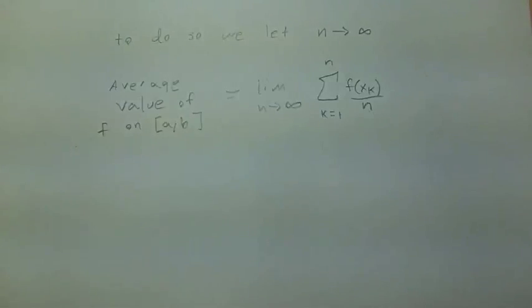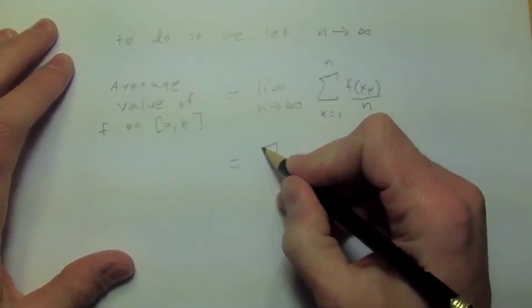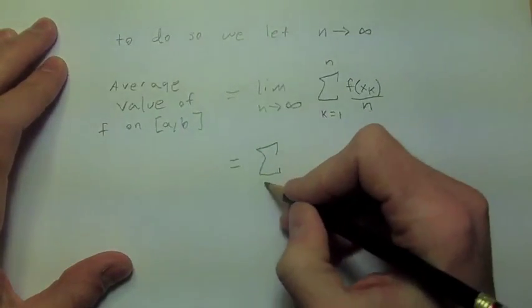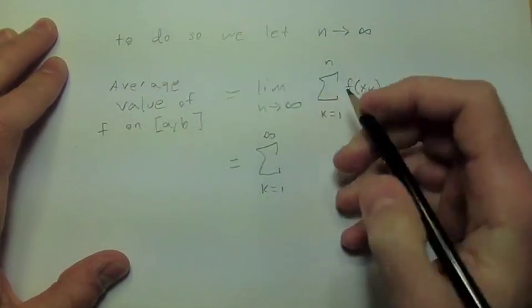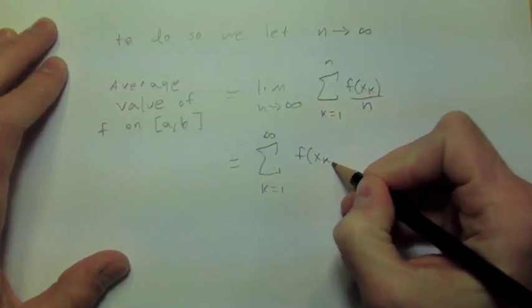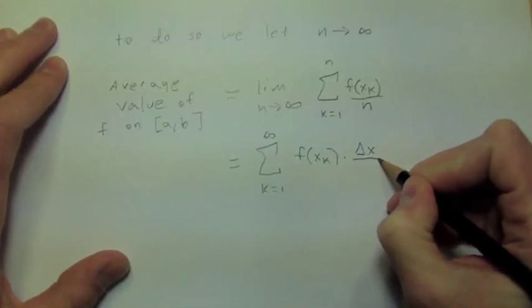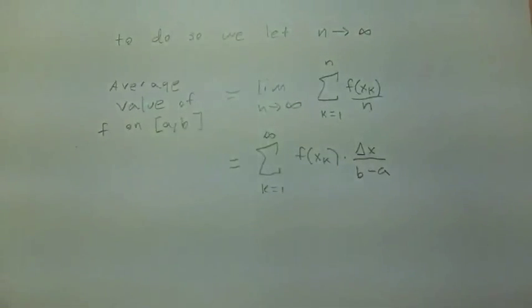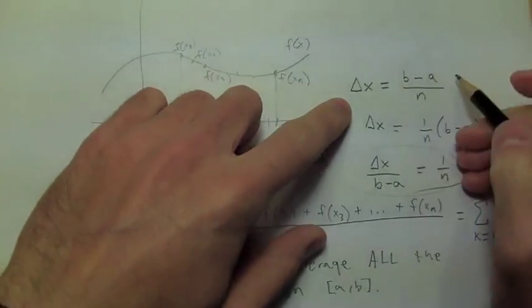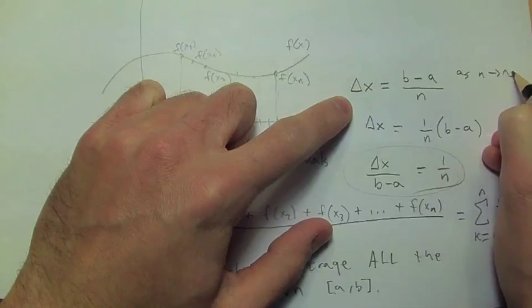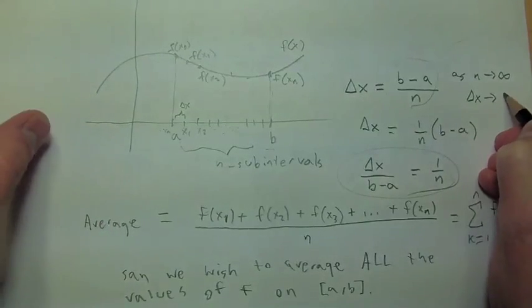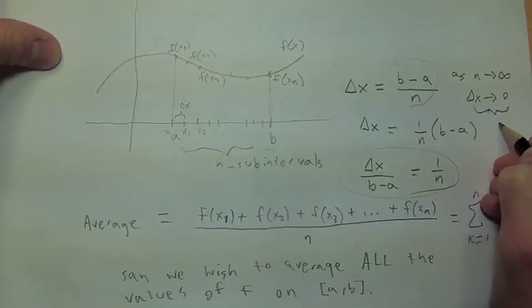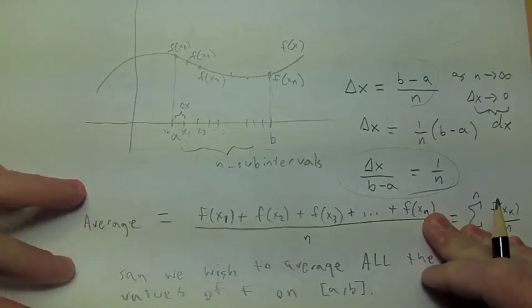Right? So what I end up with here is, I'm going to rewrite it like this, the sum from k going from 1 to infinity of f of x sub k times delta x over b minus a. And here's the trick: as n goes to infinity, this thing goes to 0. So as n goes to infinity, delta x goes to 0, making it a dx for our purposes.